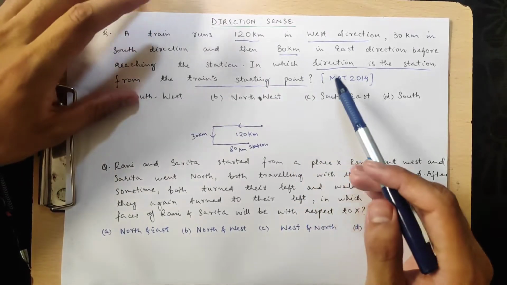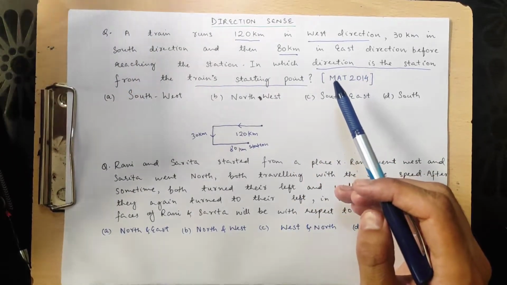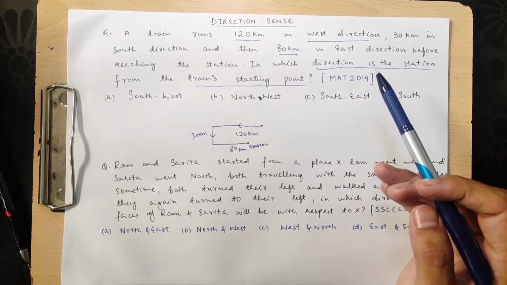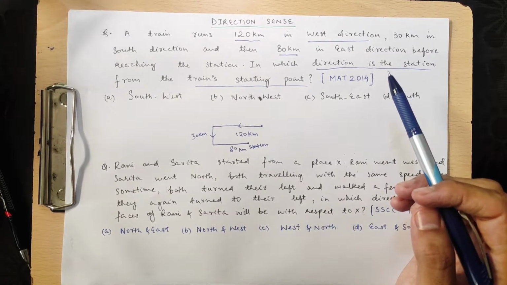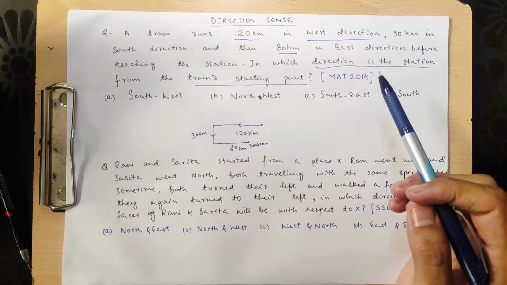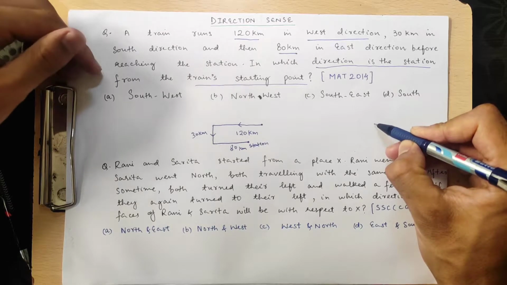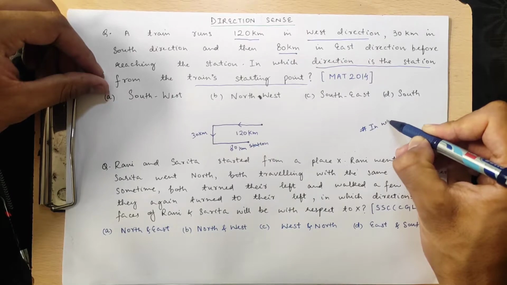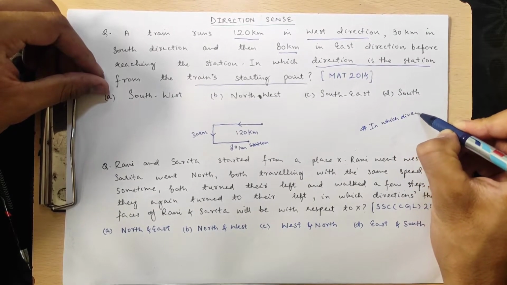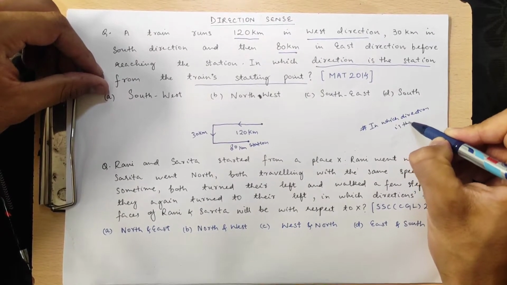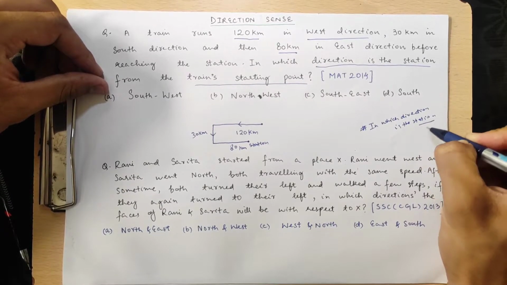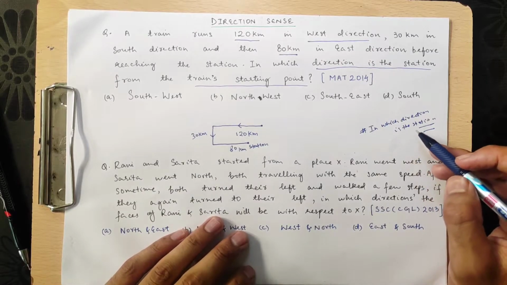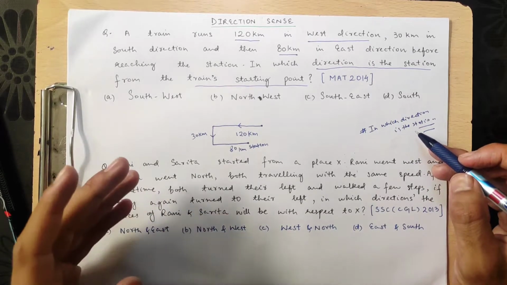Coming back, in which direction is the station? So where to find the station? He tells that in which direction is the station. That means he has to go to the station. So he is asking me, can you tell me in which direction is the station? That means I have to tell in which direction the station is. So I got a tip here.